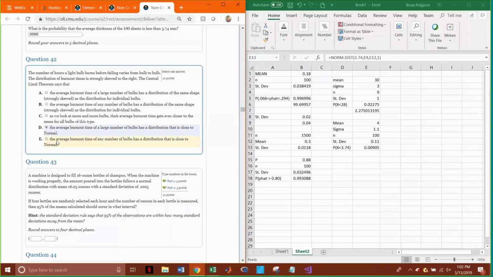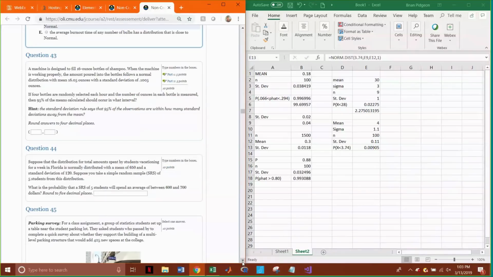E says the average burnout time of any number of bulbs. So that's almost the same, but any number of bulbs kind of implies that it could be a small sample size. So we don't say that. The average burnout time of a large number of bulbs has a distribution that is close to normal.